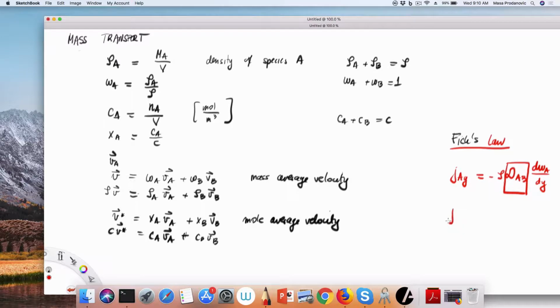And in the more general case, I have a vector J A that has all three directions, and that is minus rho D A B gradient of omega A. Okay, so this is my more general Fick's law.